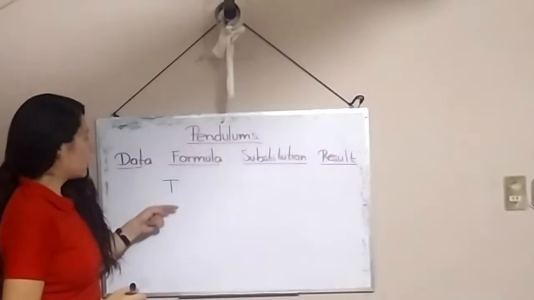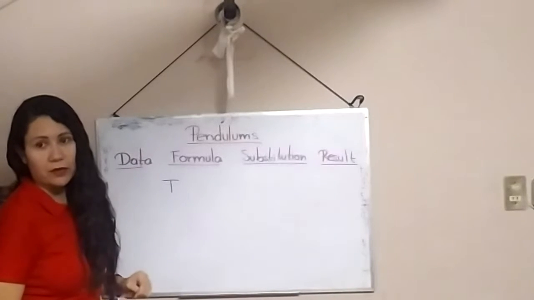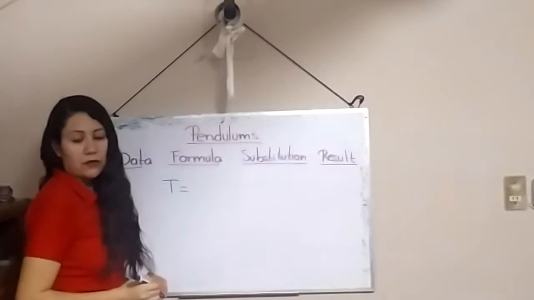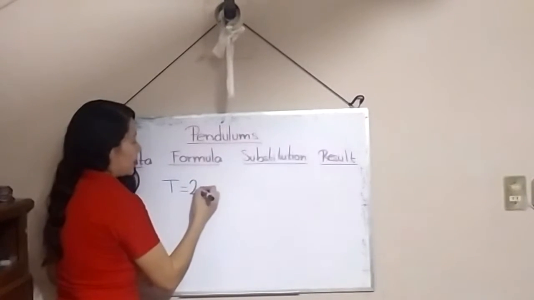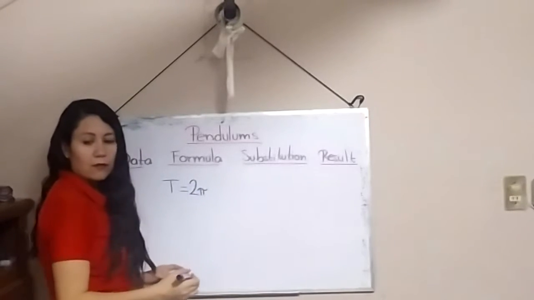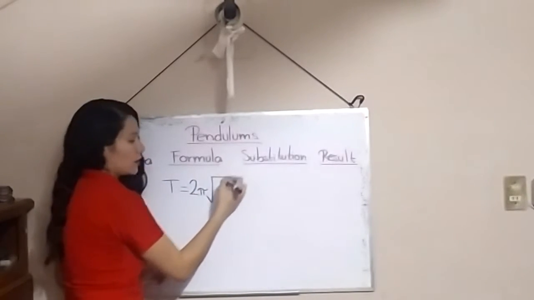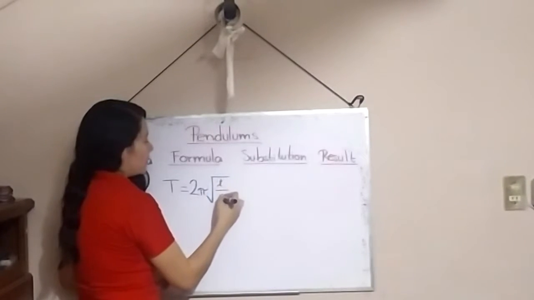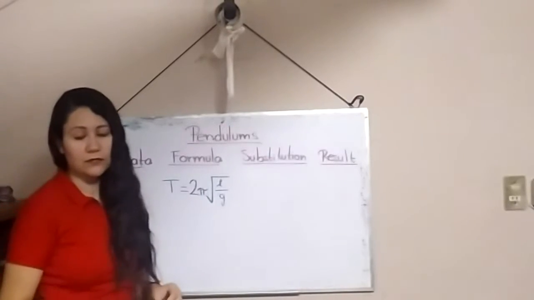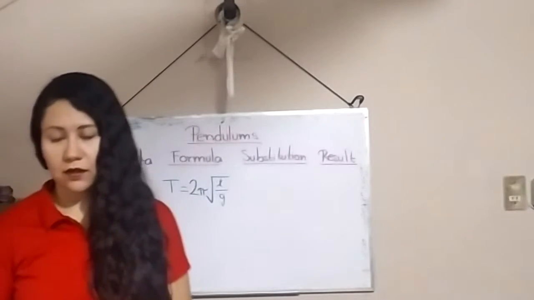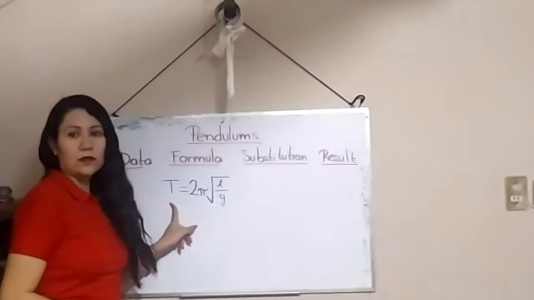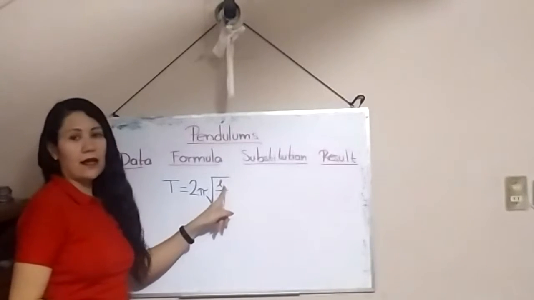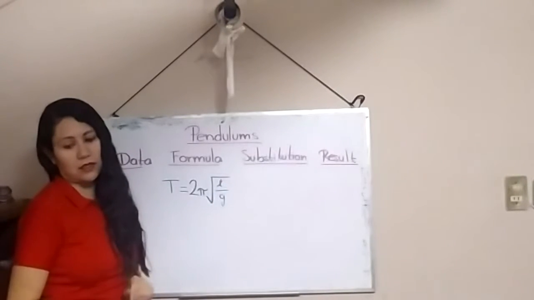Period is represented with an uppercase T, remember, because it's time we are measuring. And the formula says that the period equals 2 times pi multiplied by the square root of the arm length divided by gravity. Okay, so the T represents period, pi, we all know it. The L is the arm length, and g is gravity.